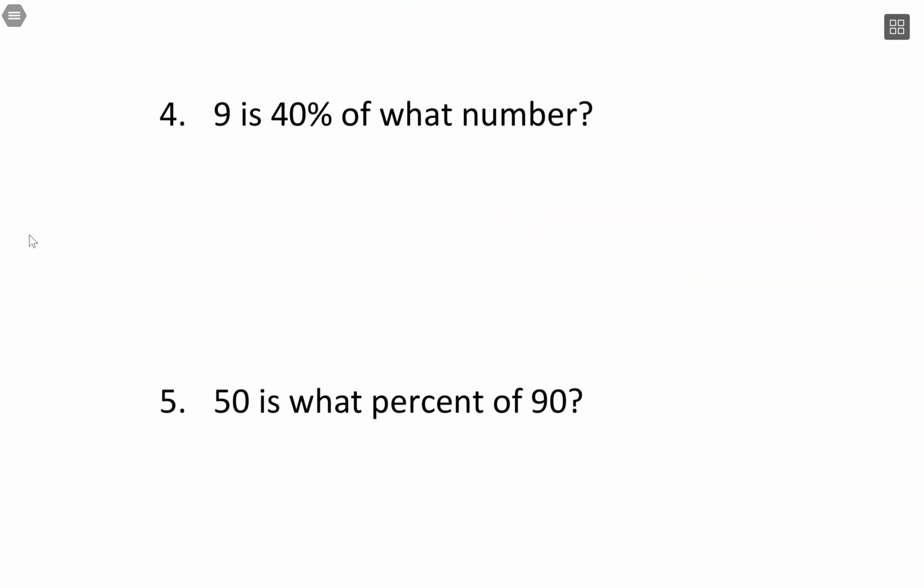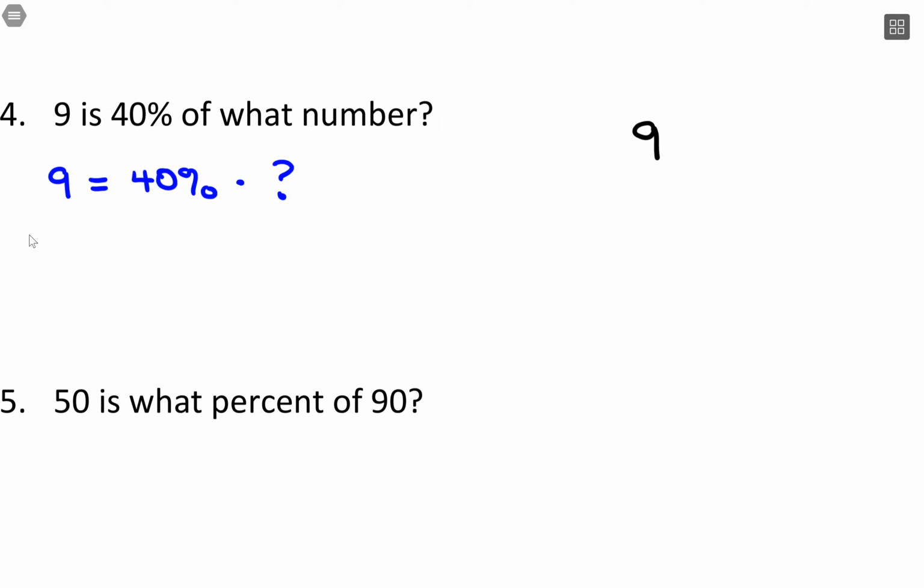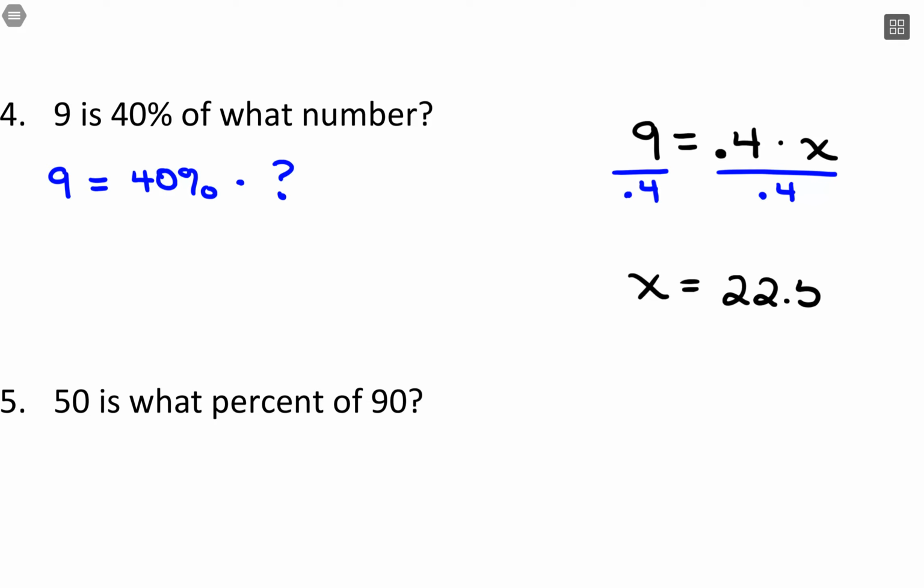All right, 9 is 40% of what number? So 9 is 40%, which is 0.4, times our unknown, which is x. So to get x all alone, I'm going to divide both sides by 0.4. So x equals 9 divided by 0.4 in a calculator, which is 22.5. So we could say 9 is 40% of 22.5.